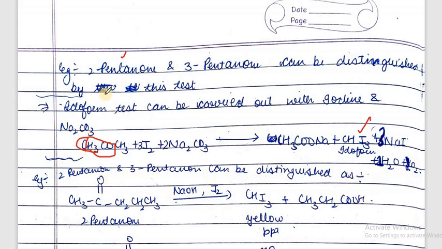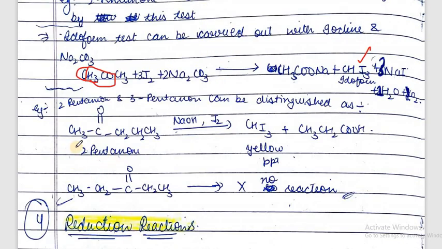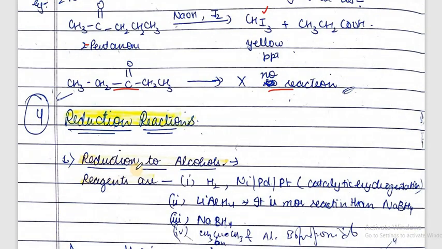And for 2-pentanone and 3-pentanone, the reaction can be written as: this is 2-pentanone with NaOH and iodine gives this yellow precipitate, but this will give no reaction. So whenever you have to give a chemical test, you must write equations. If you do not write equations, then marks can be deducted. So these are the oxidation reactions. Next we start with reduction reactions.